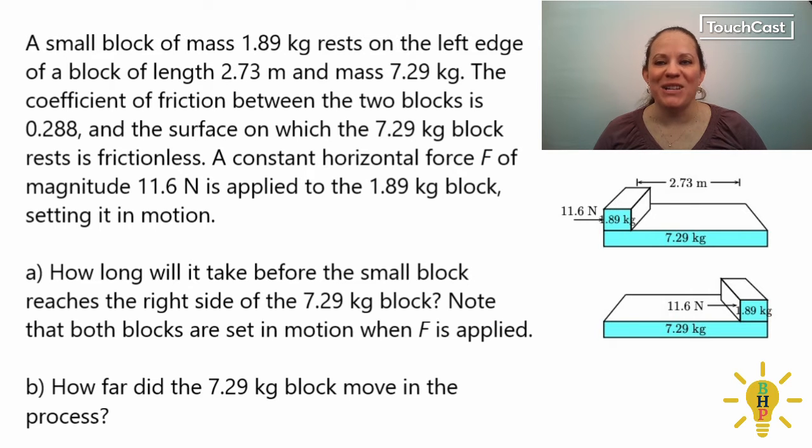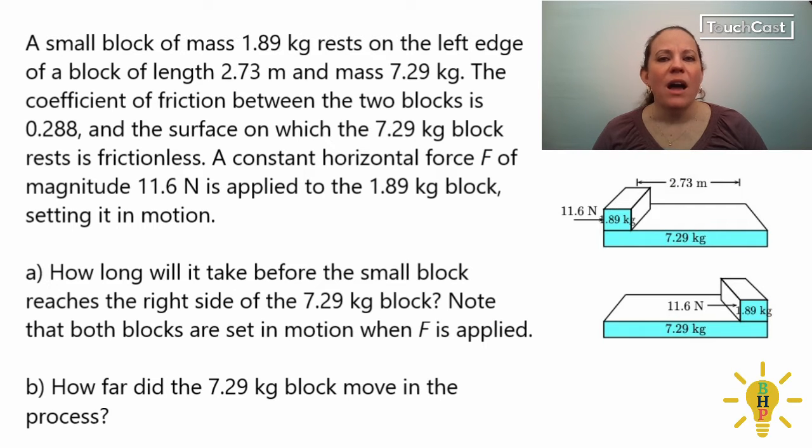So here's our situation. We have this small block of mass 1.89 kilograms that's resting at the left edge of a block whose length is 2.73 meters, and the mass of that larger block is 7.29 kilograms. The coefficient of friction between the two blocks is 0.288, and the surface on which the larger block is resting is frictionless. We're going to apply a constant horizontal force F of magnitude 11.6 newtons to that 1.89 kilogram block, and that's going to set it in motion.